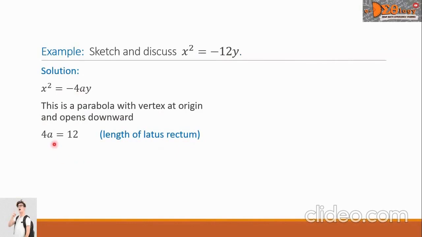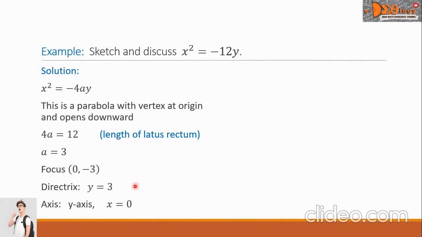We can solve for a by dividing this equation by 4. So the value of a equals 3. And from here, we can now write the coordinates of the focus, and that is (0, negative 3). Also the directrix, which is y equals 3. The axis is directly our y-axis with the equation x equals 0.